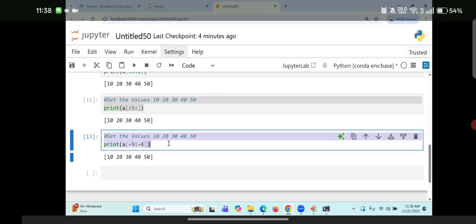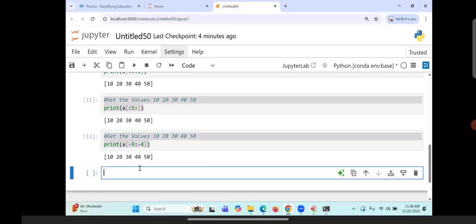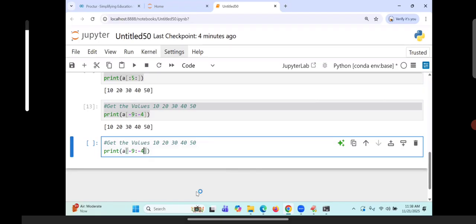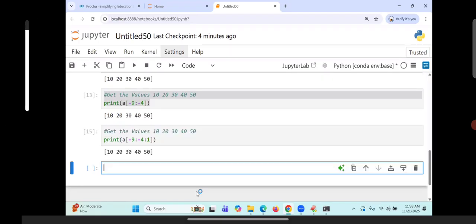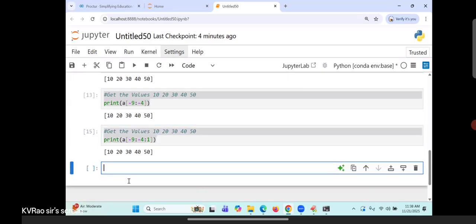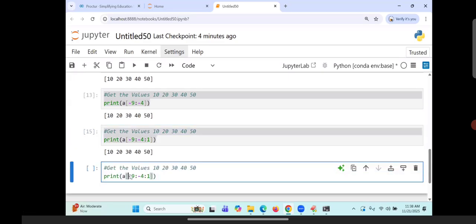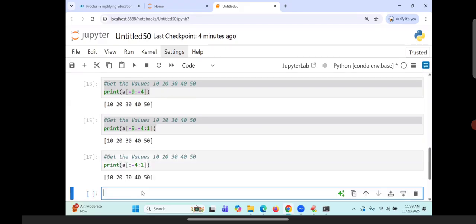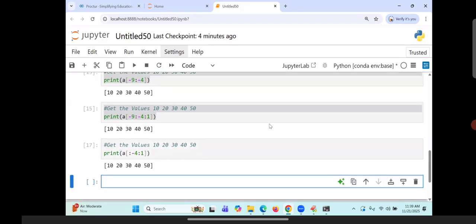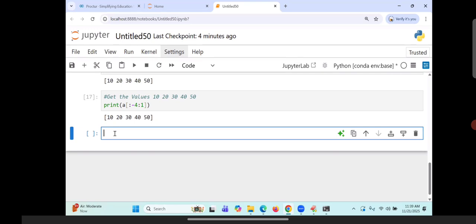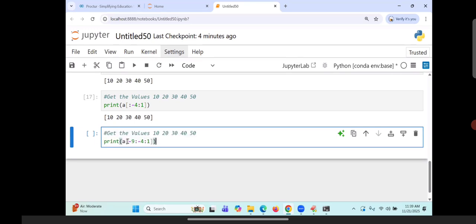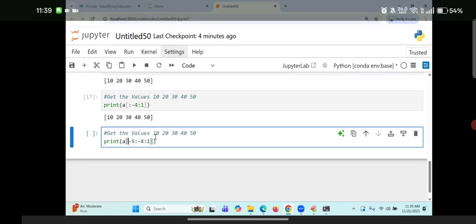You can also write the same thing like this. Colon, what? 1 will also give you the same. Are you following this? Minus 9, you don't write it, also gives you like this. Easy or difficult? Easy. With all combinations you will get it.